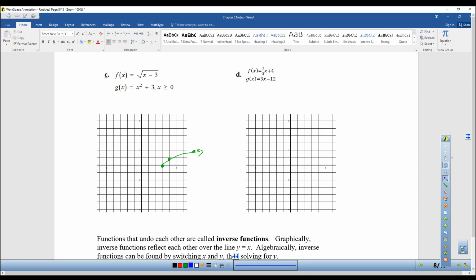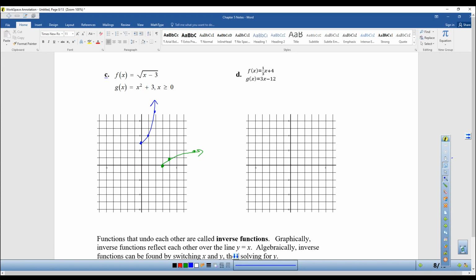And then my parabola has been moved up 3, but not left or right. There's nothing left or right here. It's just x squared plus 3. So I'm going to go up 3, 0, 0, 1, 1, 2, 1, 2, 3, 4. And I would normally reflect that, but it only wants me to do it for x is greater than or equal to 0. So I'm actually going to go like that.